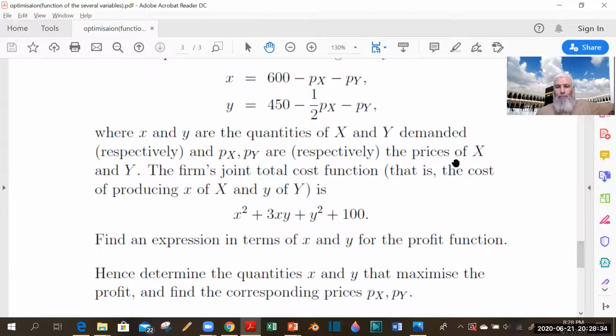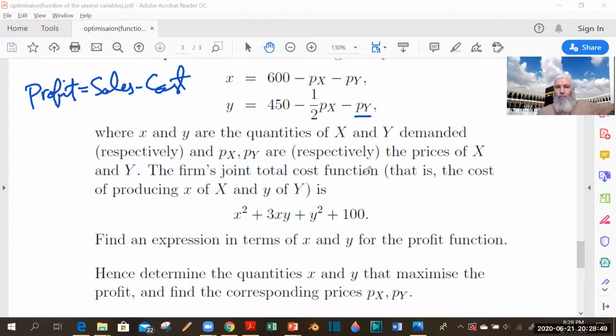Now this is a price. So the prices of X, so the profit equals the sales minus cost. So the P is price. So this is good information. The price of X, prices of X and Y. The firm's joint total cost function, that is the cost of producing X of X and Y of Y, is this. This is the cost function.